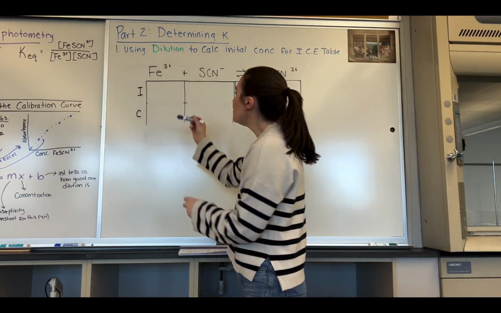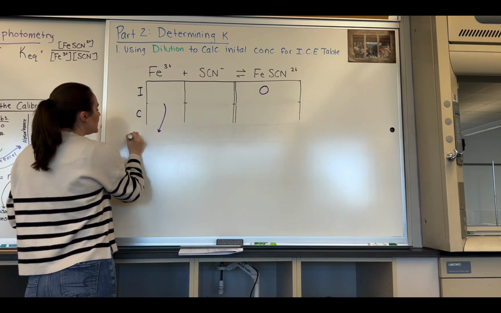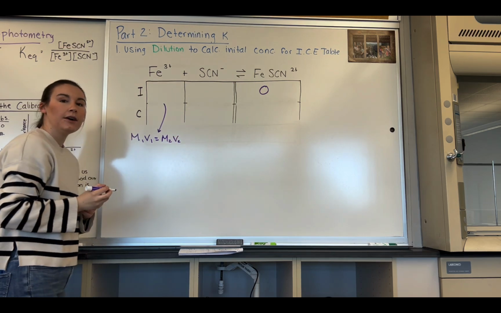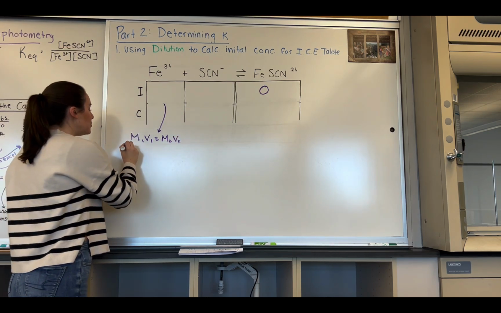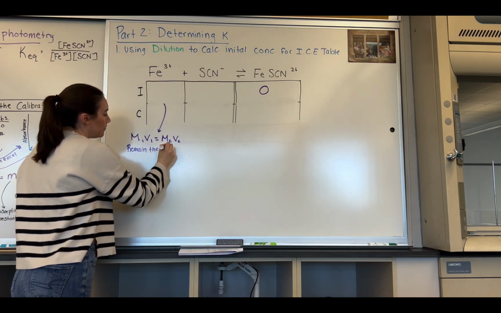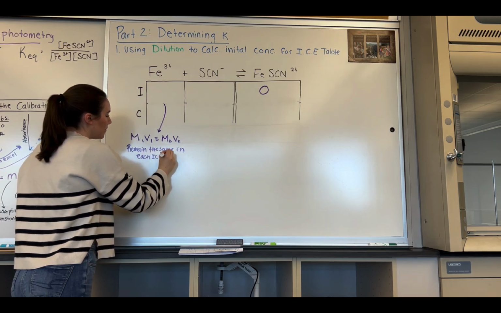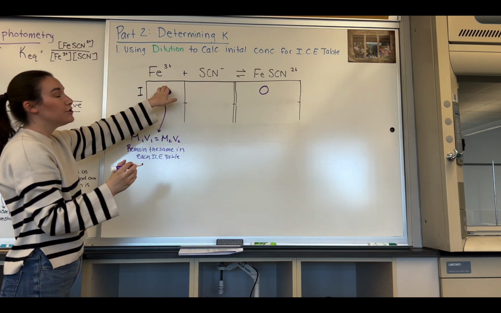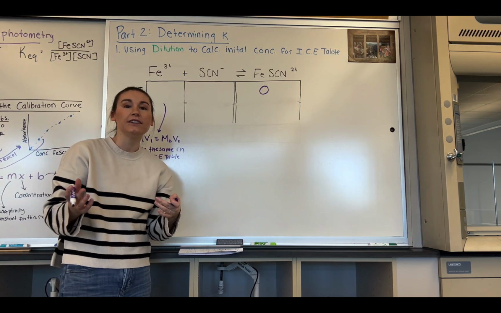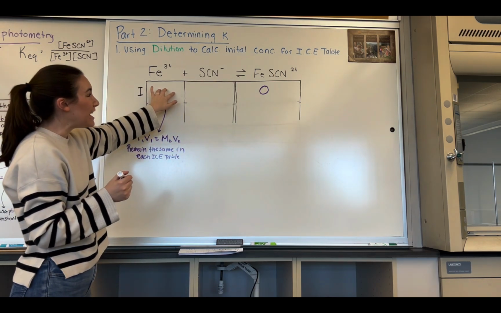So what we can do for our initial concentration of the iron, we're going to use M1V1 equals M2V2 for this, okay? However, this is going to remain the same in each ice table. Okay, so the initial concentration of iron is going to remain the same for all of our different ice tables because each test tube had the same concentration of the iron. Okay, so this will be the same for each test tube.